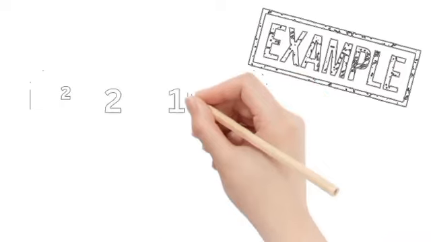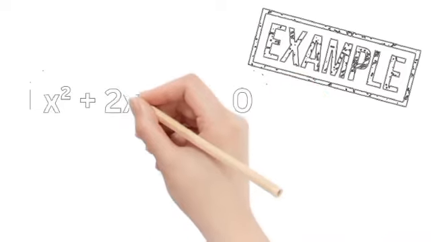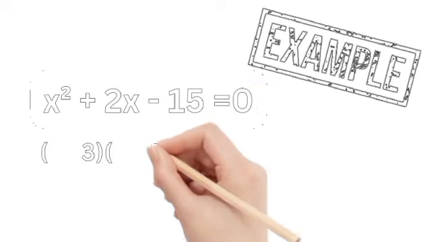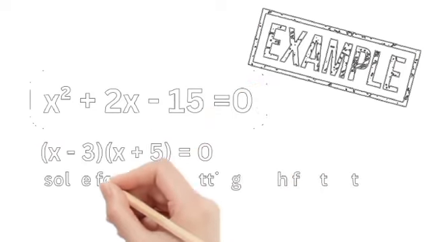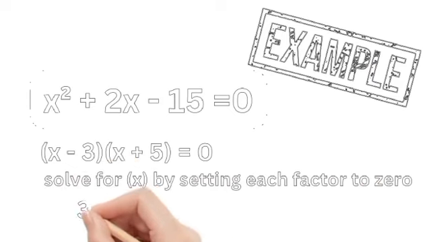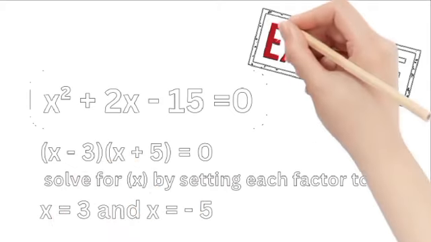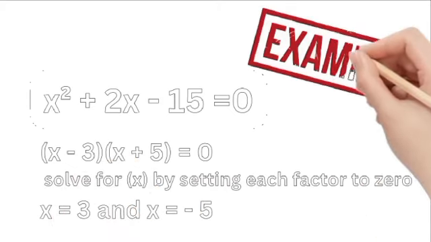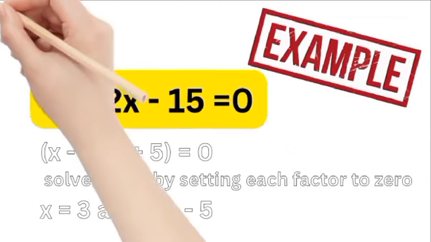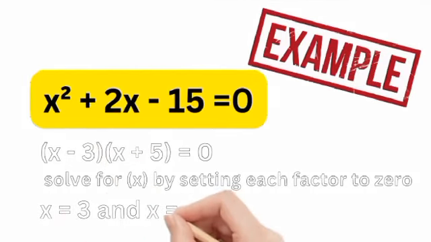For the second example, let's use the same method, factoring. Let's factor x squared plus 2x minus 15 equals 0. We can factor this into (x minus 3) times (x plus 5) equals 0. Once factored, we solve for x by setting each factor to 0, giving us x equals 3 and x equals negative 5.